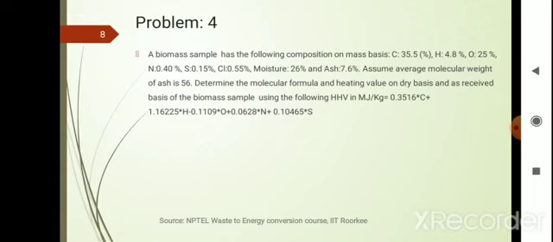Use the following equation for heating value in megajoule per kilogram. We have an empirical equation: 0.3516 into C plus 1.16225 into H minus 0.1109 into O plus 0.0628 into N plus 0.10465 into S. So this is the ultimate analysis result. In the ultimate analysis, we obtain the percentage of carbon, hydrogen, oxygen, nitrogen, sulfur and chlorine, and moisture and ash also. So if you add all of this, we will get 100.